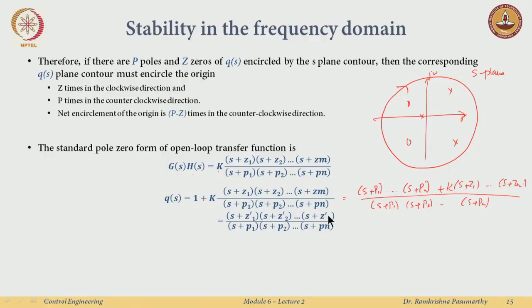We will see an example also. So meaning to say that even if the open loop system is unstable, I can make it stable. This is not what Nyquist will teach us how to do. Nyquist will just tell us whether the closed loop system is stable or not.